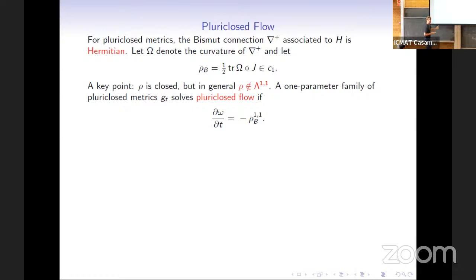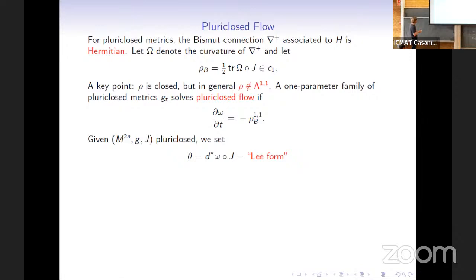So I do have to project onto 1,1 to preserve compatibility. And then basically, because rho B is closed, it will follow that pluriclosed is preserved by this. Okay, so the 1,1 part is pluriclosed. So we could take this to be the definition of the PDE, but I immediately want to connect it back to generalized Ricci flow. That's the whole point.